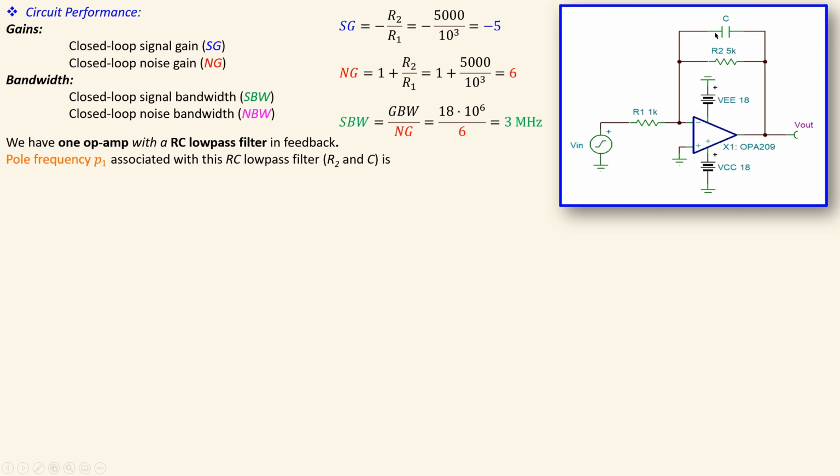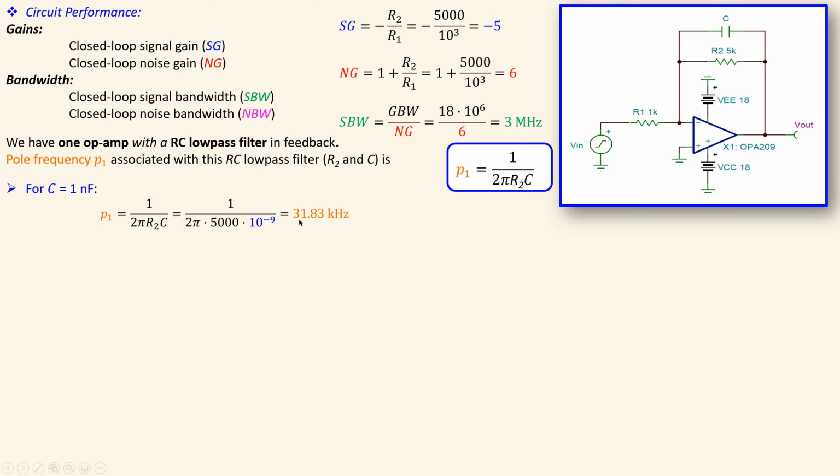The pole frequency for this part, which is given as P1, associated with this low-pass filter, R2 and C, is given by this very familiar expression. In omegas it was 1 over RC, a very standard form, but it is now in hertz, so P1 is 1 over 2 pi R2 C, and C will change, and R2 will always be 5000 ohms. If I now look at the 3 cases for the capacitor, first for 1 nanofarad, the value of P1 is 31.83 kilohertz.